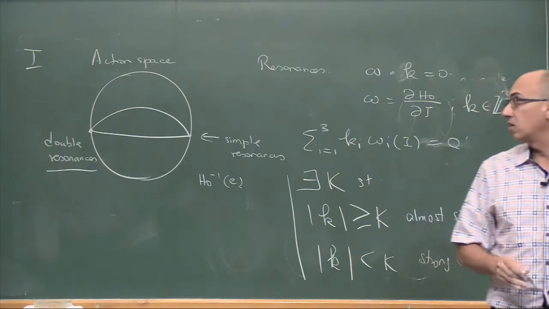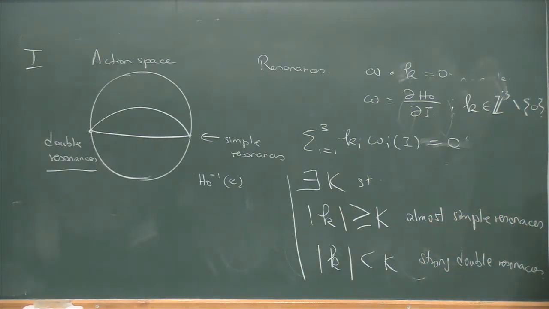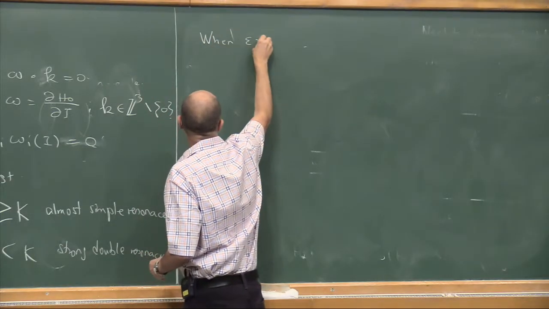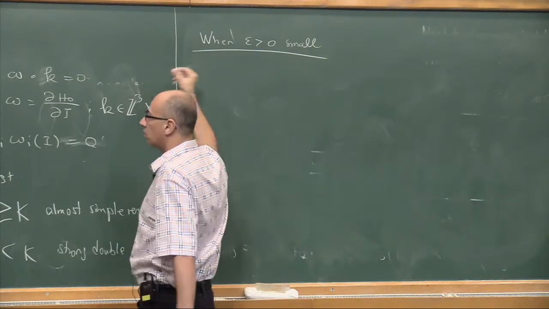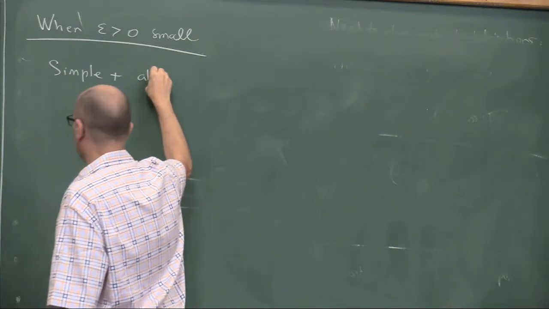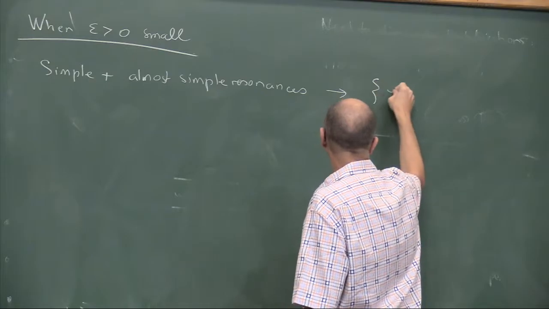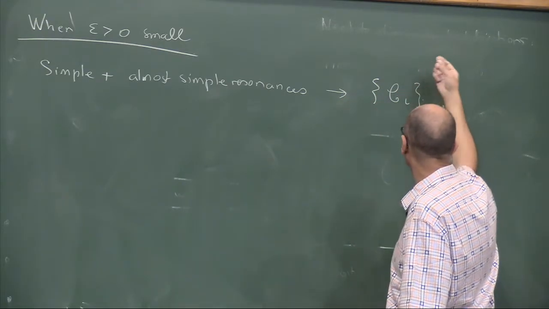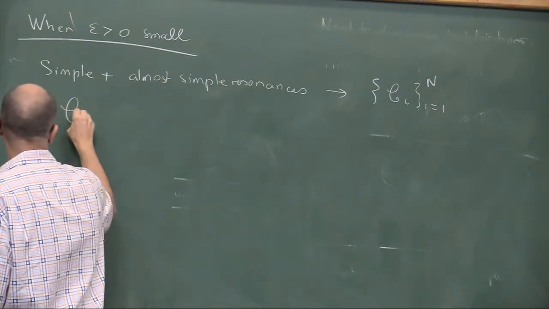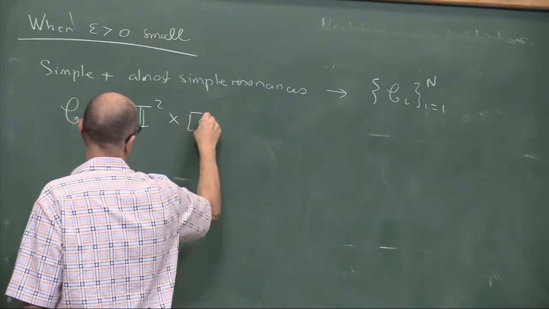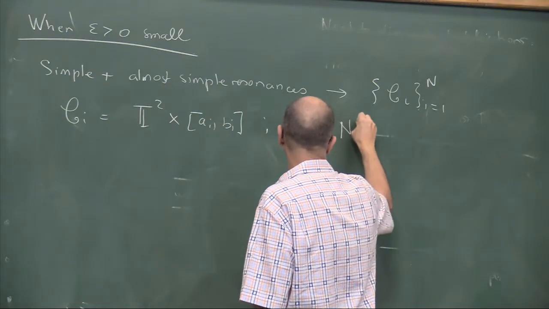The next step is to construct along the simple and almost simple resonances chains of cylinders. So the chains of cylinders exist in the unperturbed system. Everything happens in the action space before you turn on the perturbation. And when you turn on the perturbation, what you obtain is the following. Along simple plus almost simple resonances, you get chains of cylinders. Each cylinder is a three-dimensional cylinder with boundary, and it's normally hyperbolic.